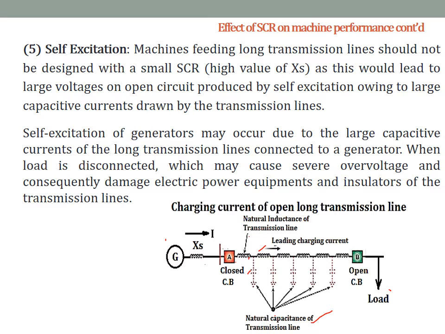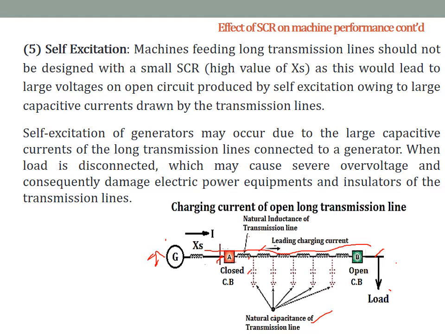This is the synchronous reactance of the generator. Current is flowing like this. When the load is there, load current will flow here. Because of the load current, reactive power is absorbed in all the inductance of the transmission line, and the virtual capacitances produce charging currents. To produce the required amount of voltage here, we have to give the excitation current. Because of that excitation current, the required amount of voltage is produced at the sending end and at the receiving end.